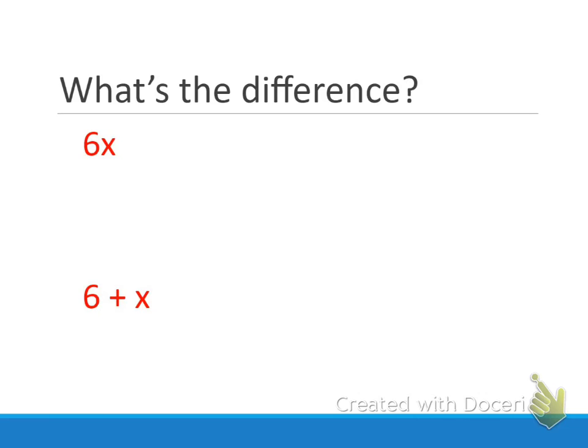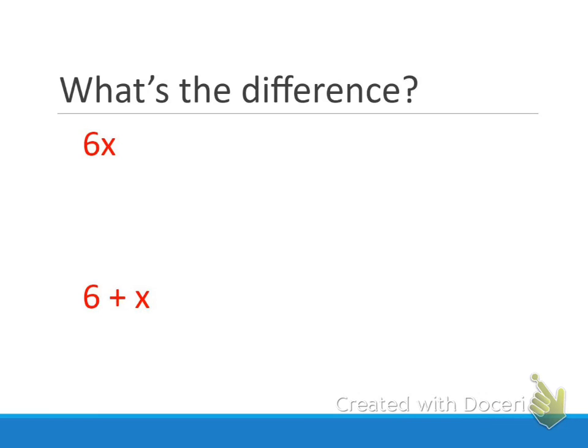So the first thing I want to talk about is the difference between these two things, because people frequently confuse them, and these are very important to understand the difference between. So if you'll write on your paper 6x and then over, a little bit over from it, write 6 plus x. And we're going to talk about what the difference between these two is, because it's very important for us to get.